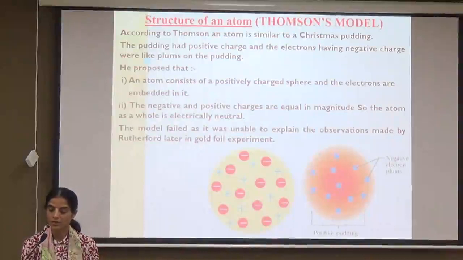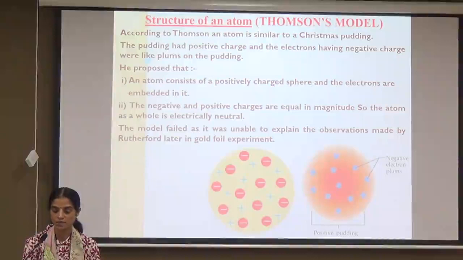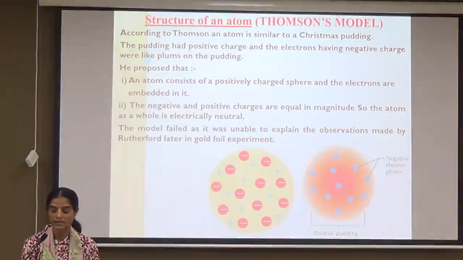Now we will come across the different structures of atoms which were proposed by different scientists at different times and how this helped us in further strengthening the subatomic particle discovery. The very first model which we are dealing with is Thomson's model of atom. This Thomson model actually described the atom as a Christmas pudding, and this is also popularly called the plum pudding model. The pudding has positive charge and the electrons having negative charge were like plums in the pudding.